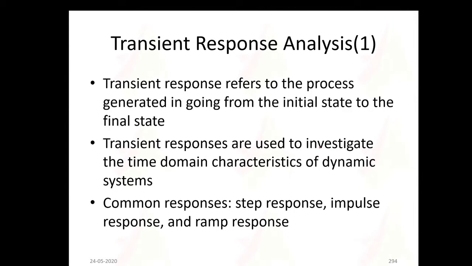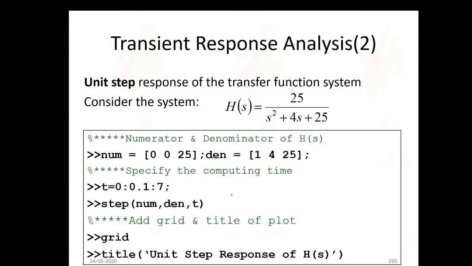So if you want to analyze the time domain characteristics, what is the peak value, where it settles, whether it is a sluggish process or a fast process, or if you want to find the offset, you use transient response analysis to investigate the time domain. Common responses are usually the step response, the impulse response, or a ramp response. Now you are going to find the step response for this transfer function.